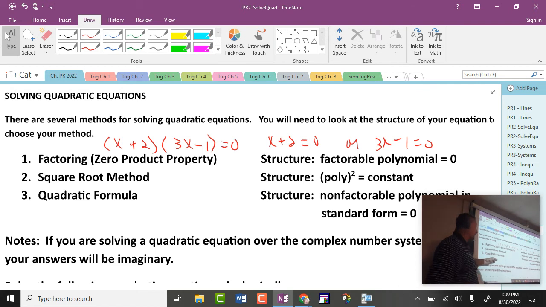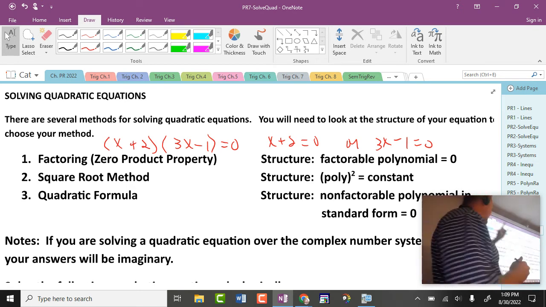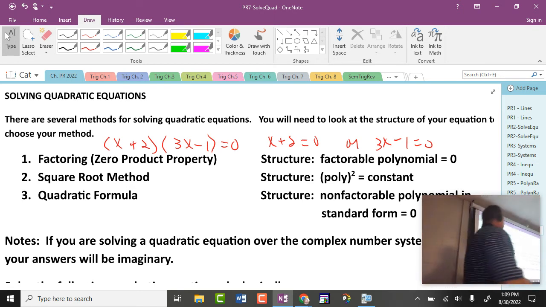You don't want to use the quadratic formula every single time. You're going to run out of time on a test. Some people do that. It's not good. The square root method depends on how it's given to you. Let me go back to the factoring zero product property.